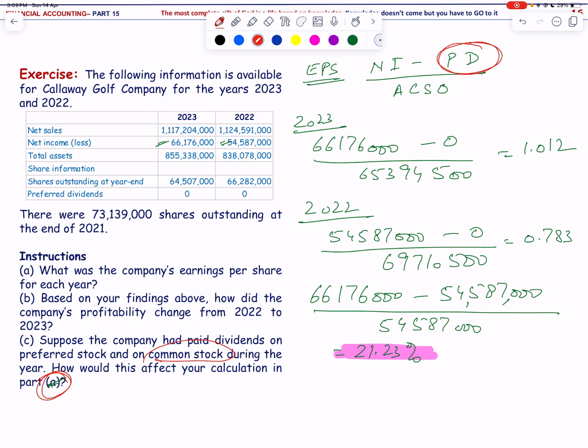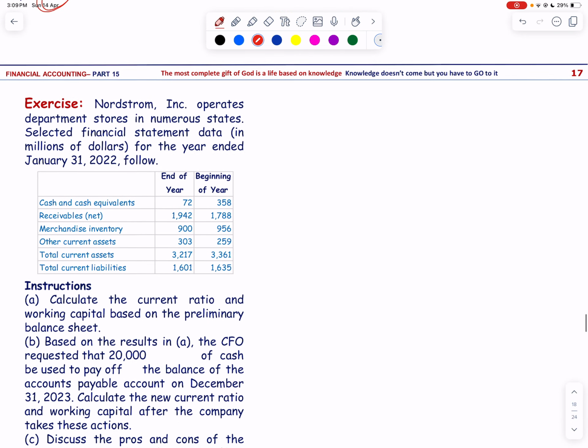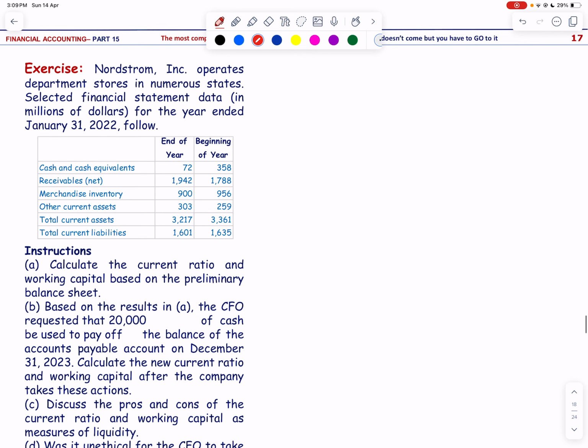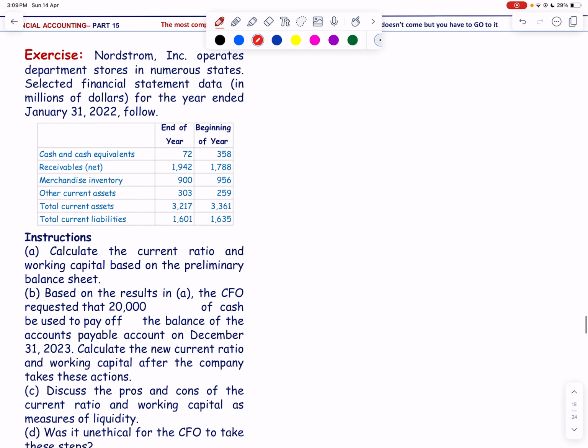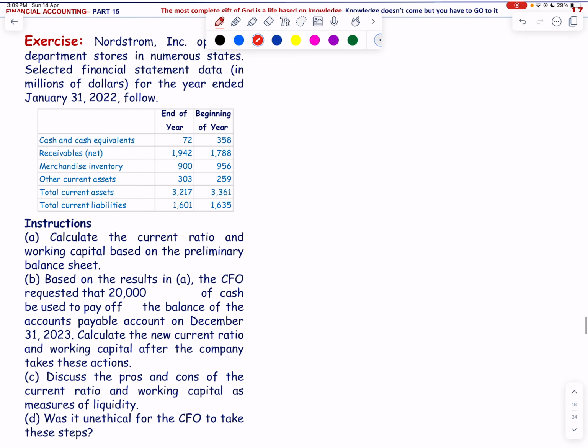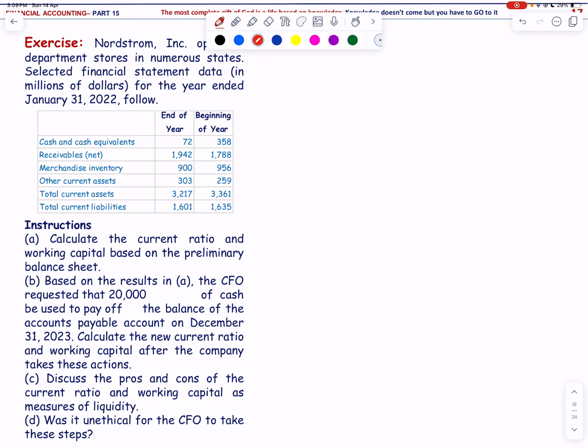Okay, let us move on to the next exercise. Nordstrom operates department stores in numerous states. Selected financial statement is available here. Calculate the current ratio and the working capital based on the preliminary balance sheet. So we have at the beginning of the year and at the end of the year. We start with A. So working capital at the beginning of the year will be how much?